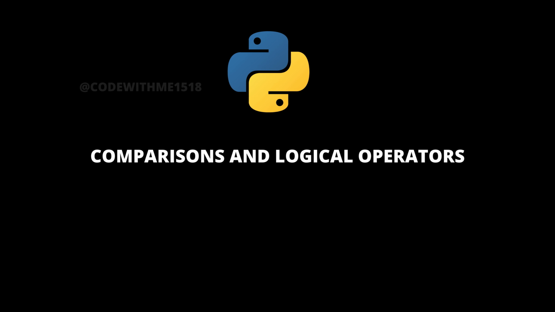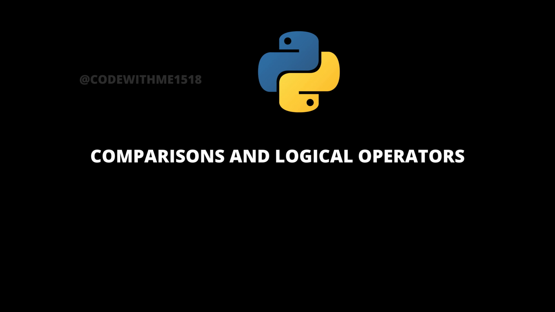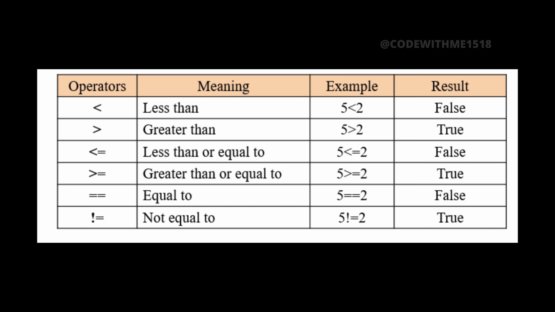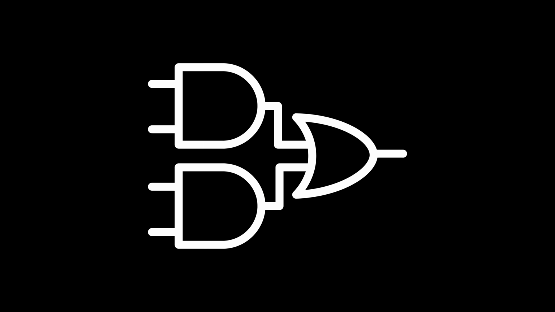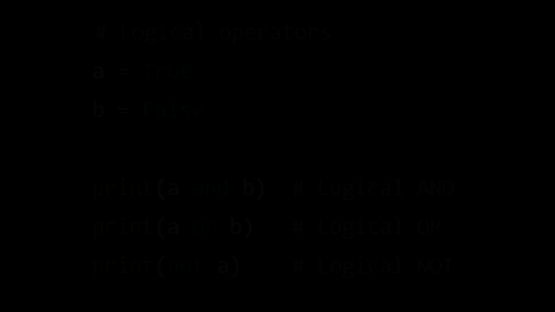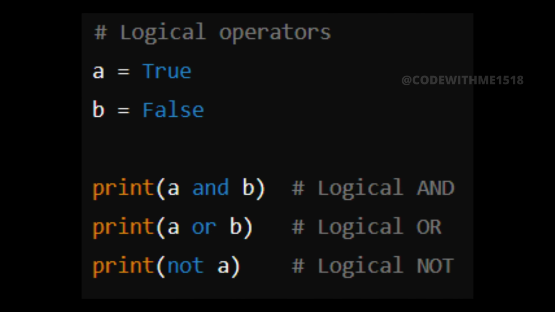Comparisons and logical operators. Now, let's talk about comparisons and logical operators. They help us write more complex conditions. Here are some comparison operators. Logical operators combine multiple conditions, like this. Combining these operators allows us to make powerful decisions in our programs.